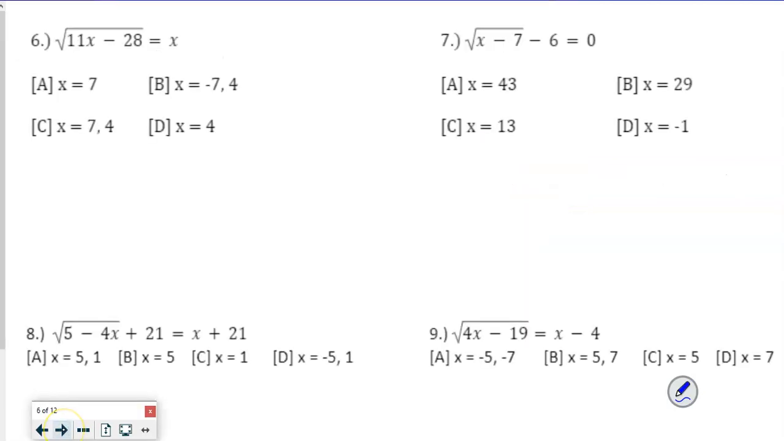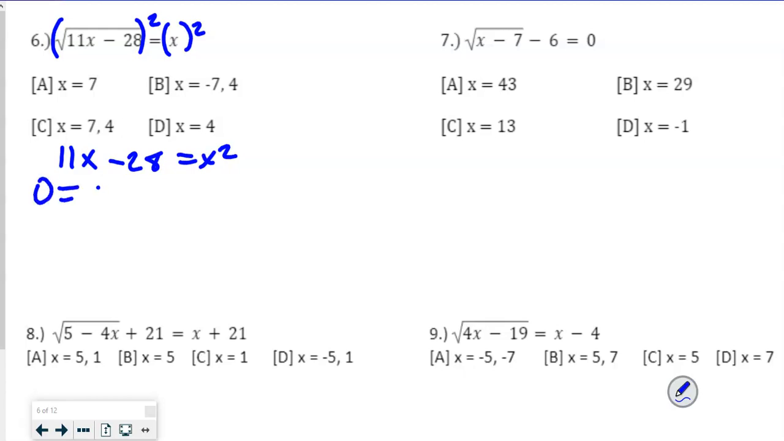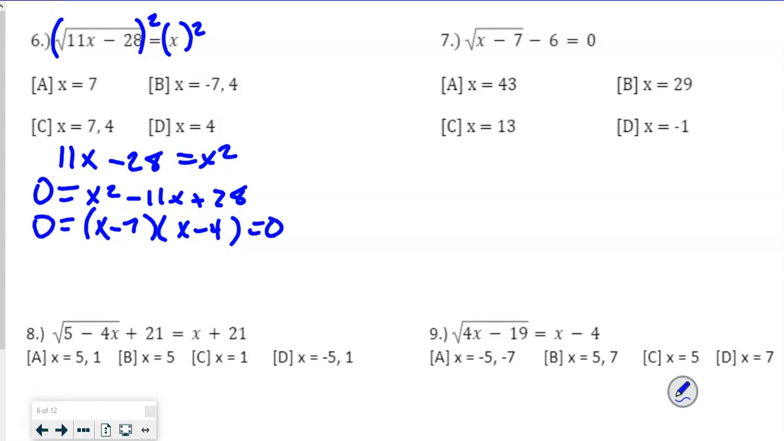Okay. Now, on this one, again, we can do the same thing here that we did a minute ago, but I'm going to go ahead and solve it. So I'm going to square both sides. So this is going to be 11x minus 28 equals x squared. Move everything to the right. 0 equals x squared minus 11x plus 28. Going to factor this. So this is x minus 7, x minus 4. Set those equal to 0. So this is going to be x equals positive 7 and x equals positive 4, right?